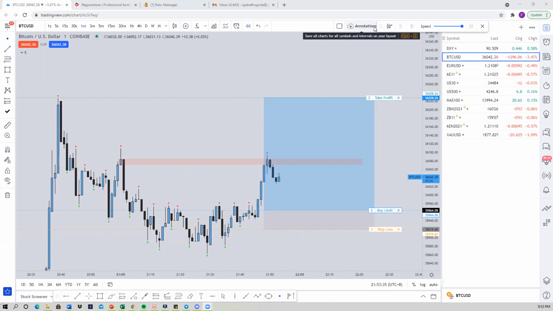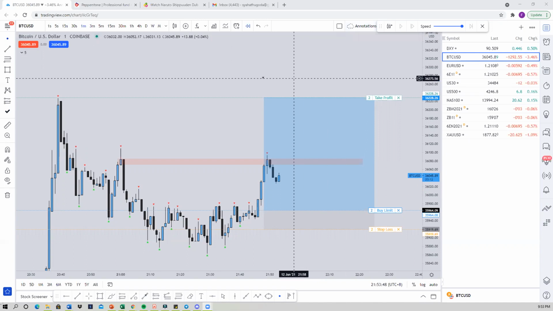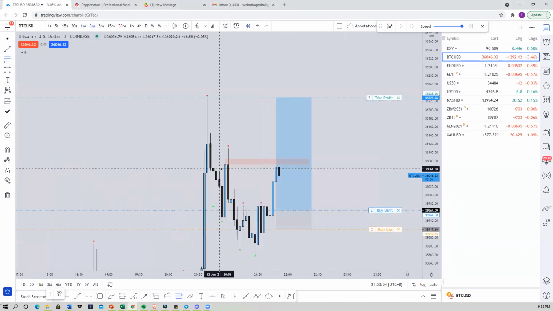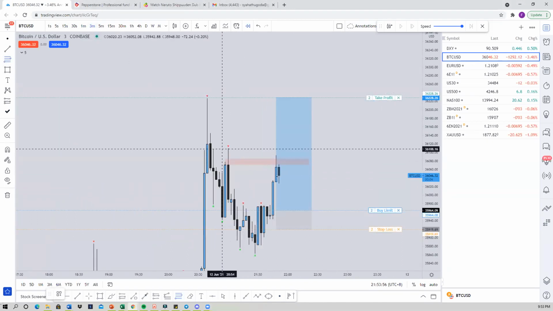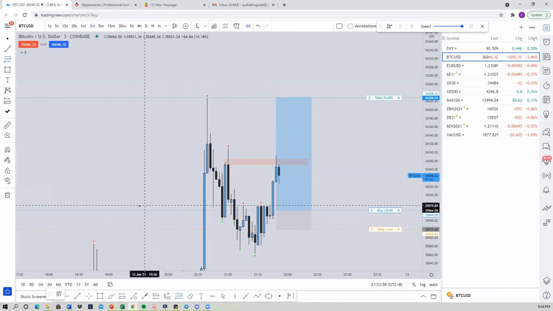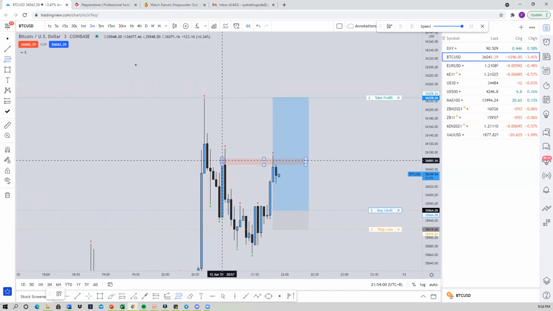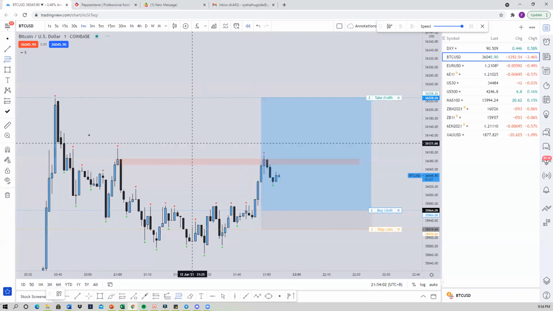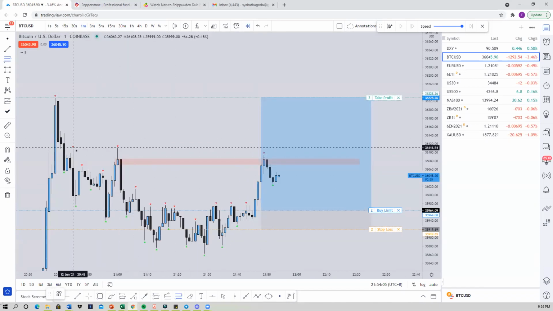Why did it go for the rejection block while it was a clean order block? I would say that it's because it's a high time frame thing here. This one, from this part, this part.